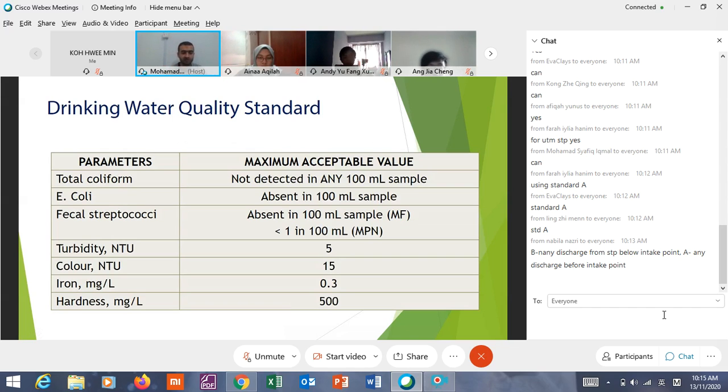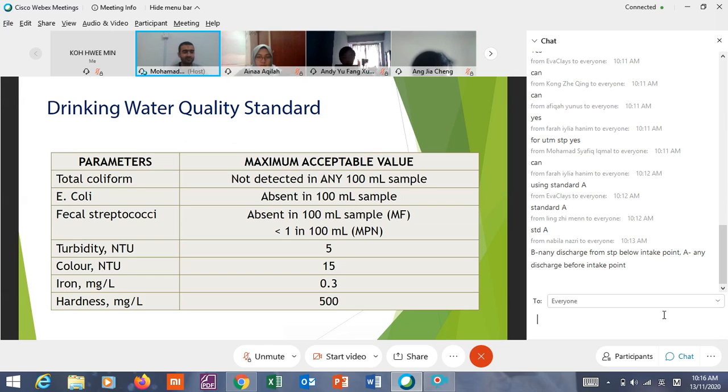Why? Because this is drinking. Drinking means that it will be in contact with humans. We might put it in our mouth, we might wash our face, we might take a shower. So that's the drinking water quality. The quality has to be much better than standard A. For total coliform, there has to be none. Coliform means microorganisms, means bacteria. There has to be no bacteria. We cannot use water which is contaminated by bacteria.